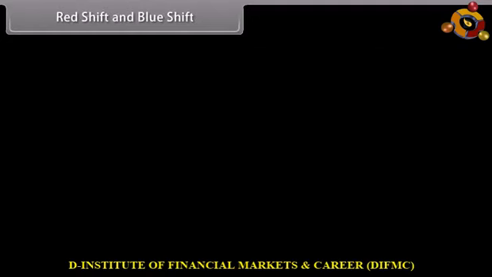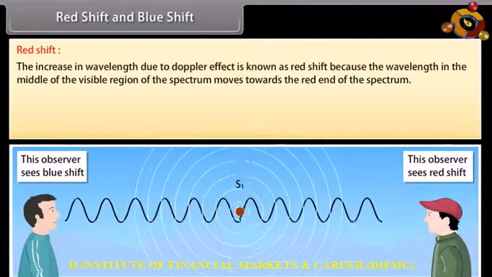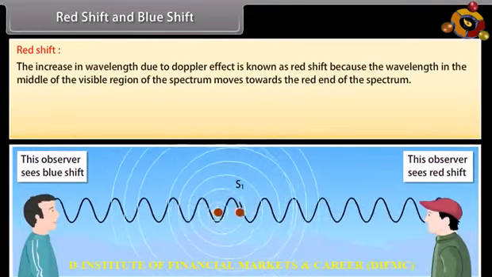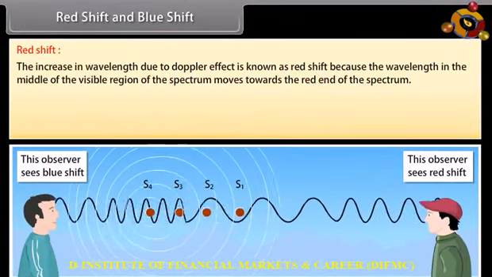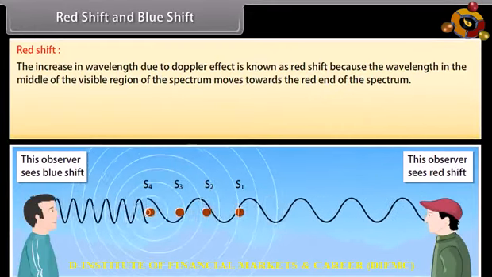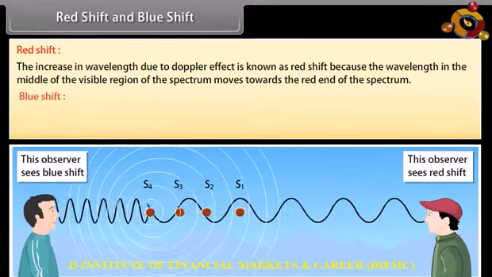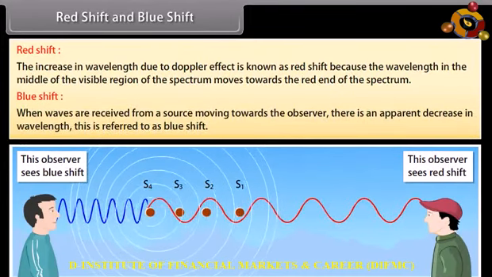Redshift and blue shift. Redshift. The increase in wavelength due to the Doppler effect is known as redshift because the wavelength in the middle of the visible region of the spectrum moves towards the red end of the spectrum. Blue shift. When waves are received from a source moving towards the observer, there is an apparent decrease in wavelength. This is referred to as blue shift.